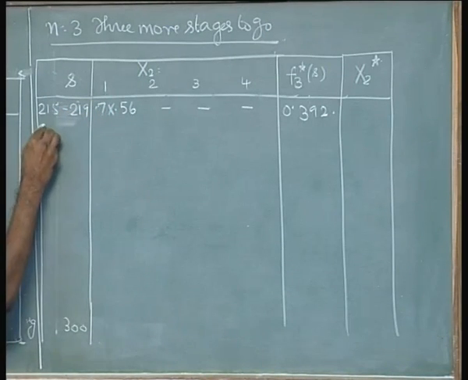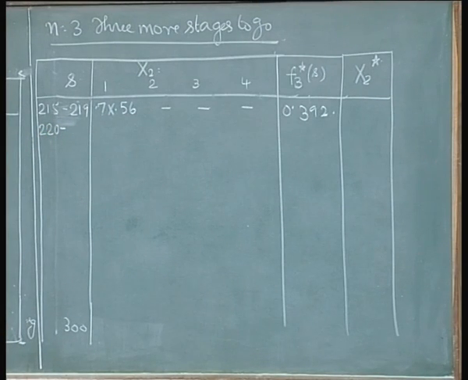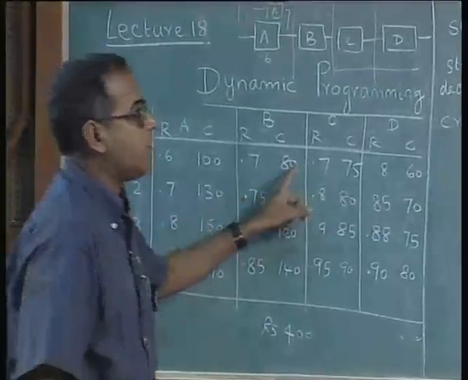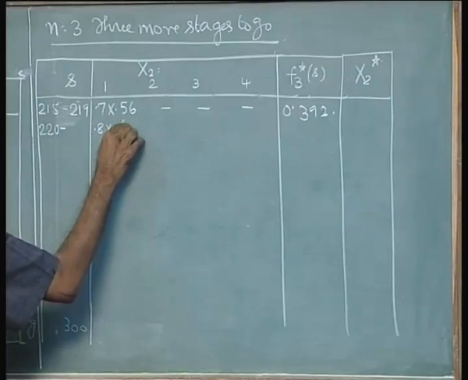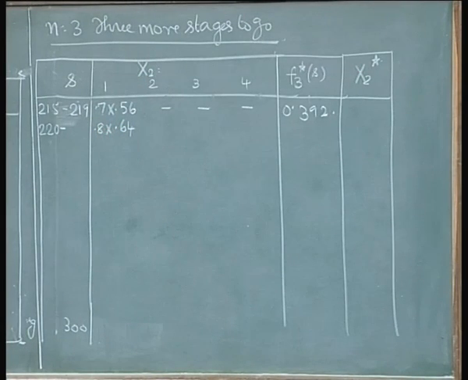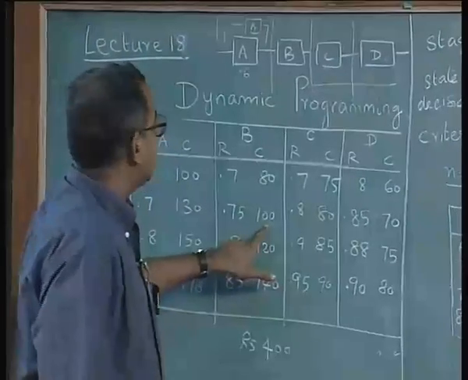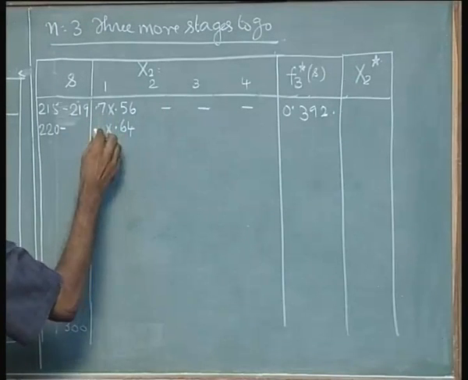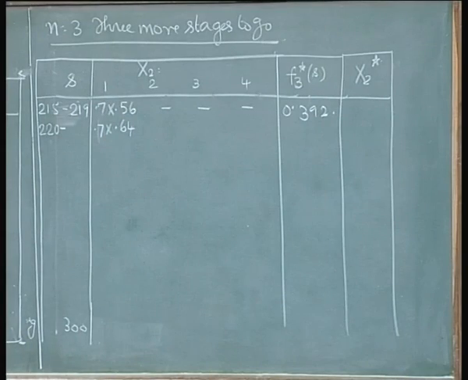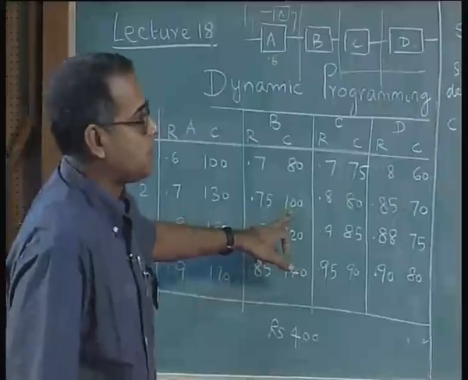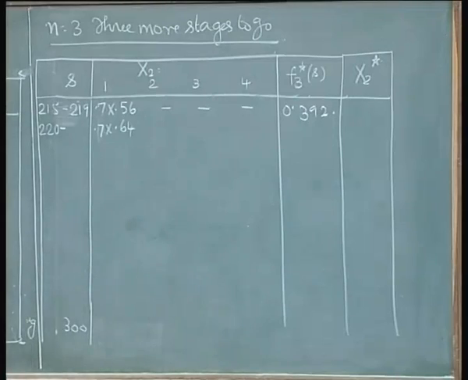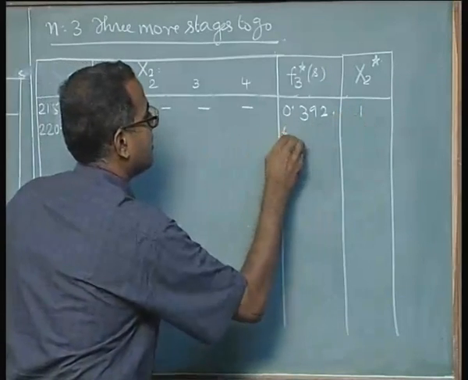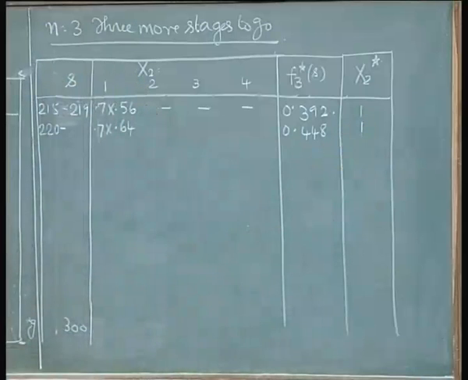The moment we have 220, now we see that something else can happen. When we have 220, we can buy one of B and spend 80, and with the balance 140 we can go here and the best one becomes 0.64. So we get 0.7 into 0.64. We cannot consider x2 equal to 2 because we would have spent 100 on B, which means we would be carrying 120 and we do not have anything. So we need at least 135 here. So there is only one option that is possible here, and that would give us a reliability of 0.448, and the only option is the best option. So this would hold from 220 to 224.